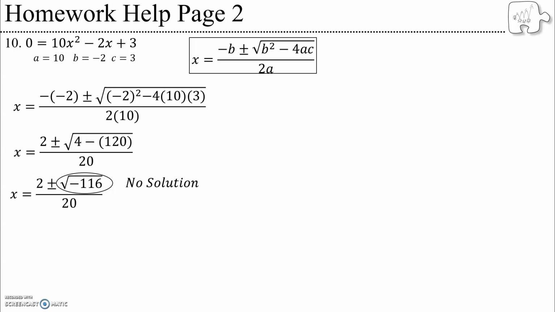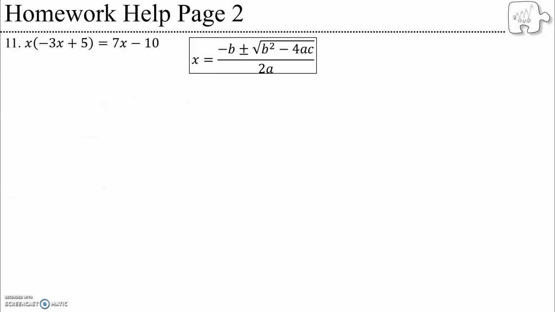All right, so moving on to the next problem. We have x times negative 3x plus 5 equals 7x minus 10. So in this problem, we have a lot to simplify. First, we have to distribute. And remember, whenever I distribute, I always use the generic rectangles.